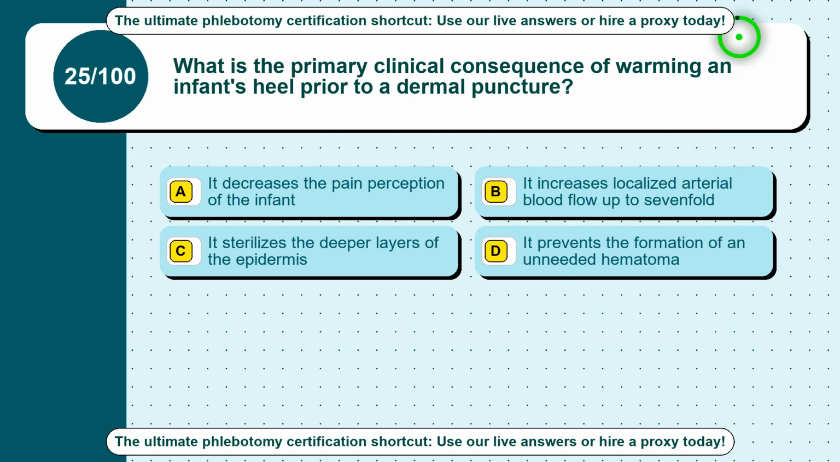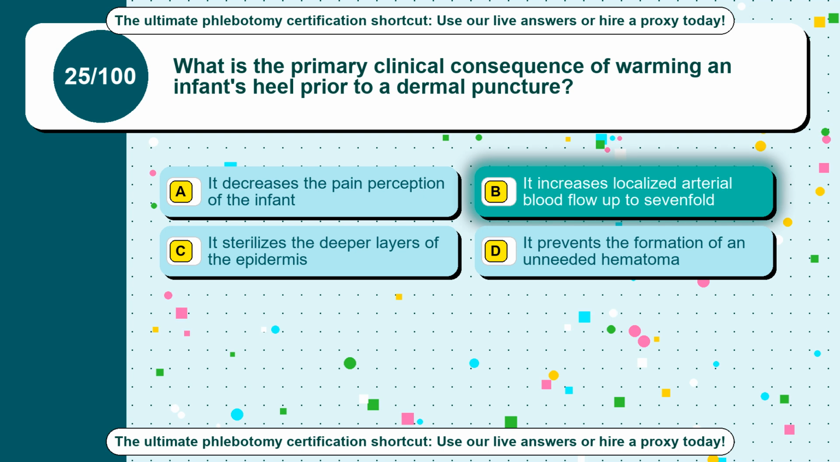Question 25. What is the primary clinical consequence of warming an infant's heel prior to a dermal puncture? Option A. It decreases the pain perception of the infant. Option B. It increases localized arterial blood flow up to 7-fold. Option C. It sterilizes the deeper layers of the epidermis. Option D. It prevents the formation of an unneeded hematoma. The correct answer is option B.